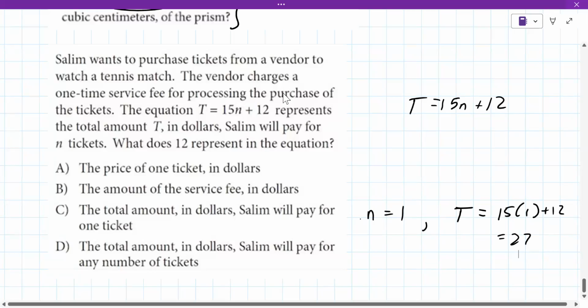And maybe this is a little unfair. Wait, I thought that the 12 was the total amount. No, 12 is added to 15n. Oh, so what is 12 really then?